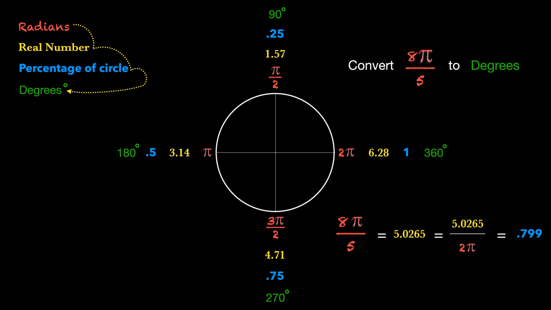And now we have our last step. We're going to take that and multiply it times 360. When we do that, that's going to give us our answer of 288 degrees. So let's draw that to our point. This point right here is 288 degrees, or 8 pi divided by 5 radians. And that is how you convert radians to degrees.